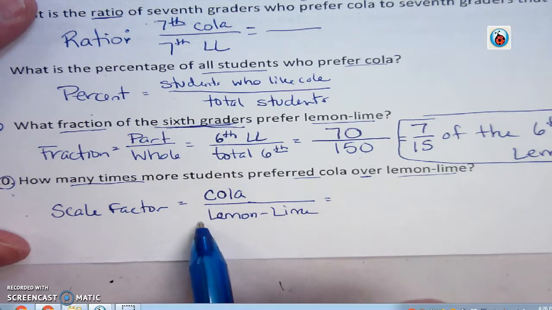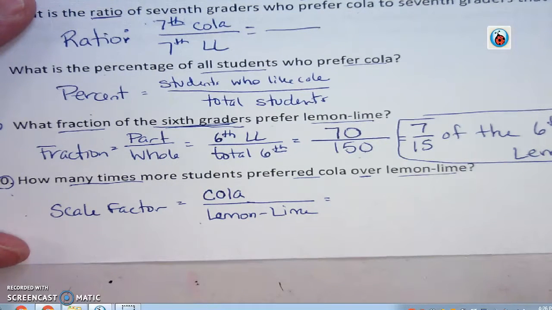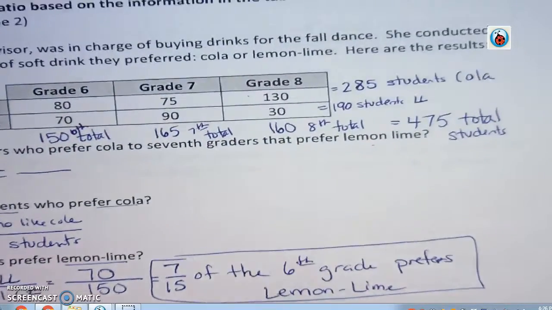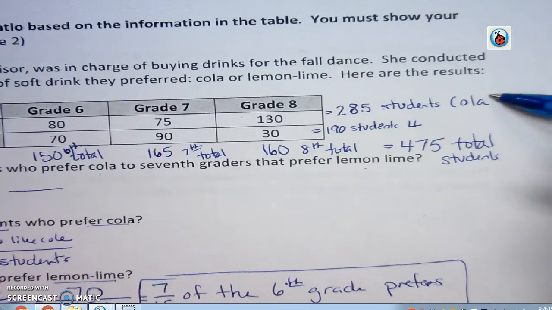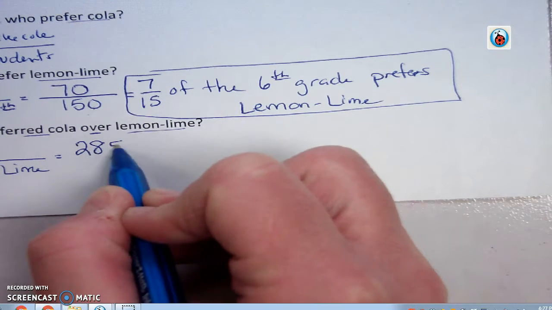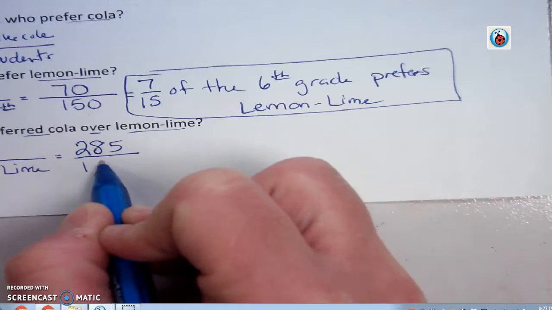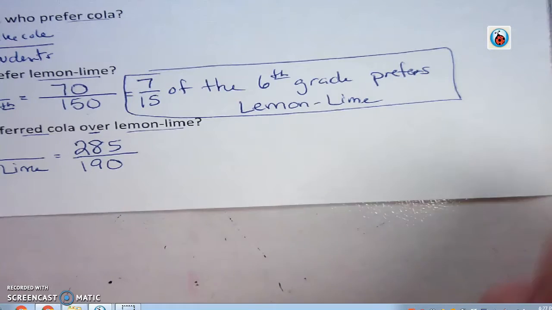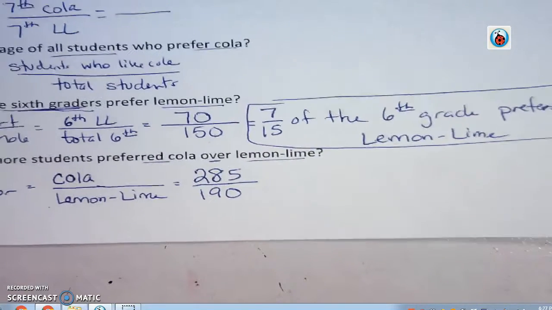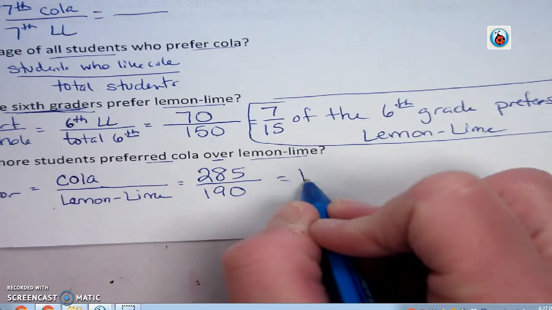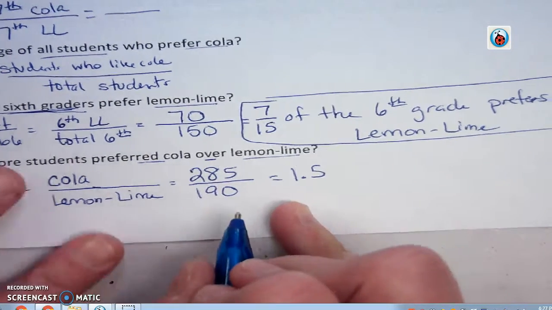So which cola? Like 7th grade cola, 8th grade cola? This is all students cola. So we're looking at the total. So the total students who like cola in comparison to the total number of students that like lemon lime. So that would be 285 who like cola over 190, and then you would divide them to find the scale factor. So remember, to find the scale factor, we divide, just like with similar figures. So 285 divided by 190 is 1.5.